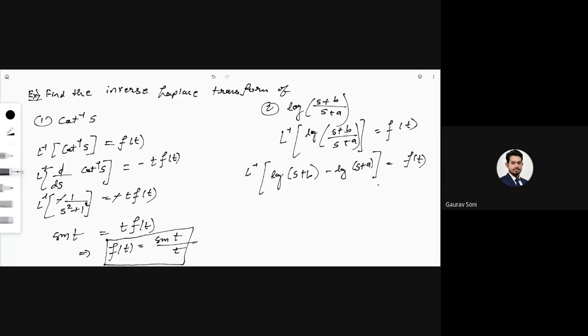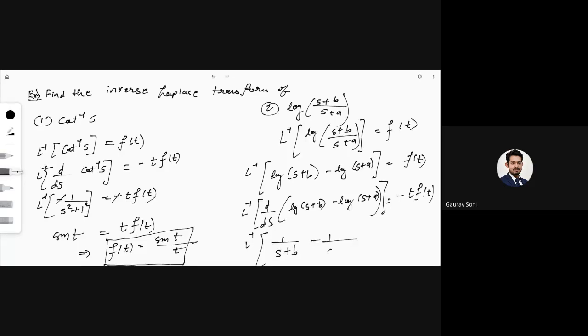Now I'll take the derivative. So Laplace inverse of d by ds of log of (s plus b) minus log of (s plus a). So on the right hand side, I will have minus t times f of t. Now when I take the derivative, what do I get? Laplace inverse of 1 upon (s plus b) minus 1 upon (s plus a) is equal to minus t times f of t.